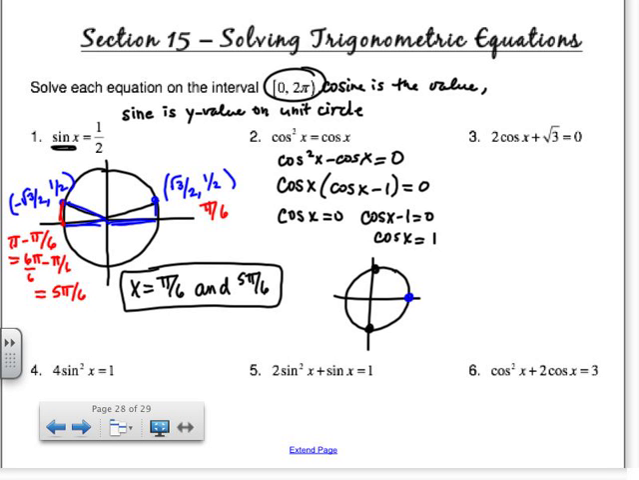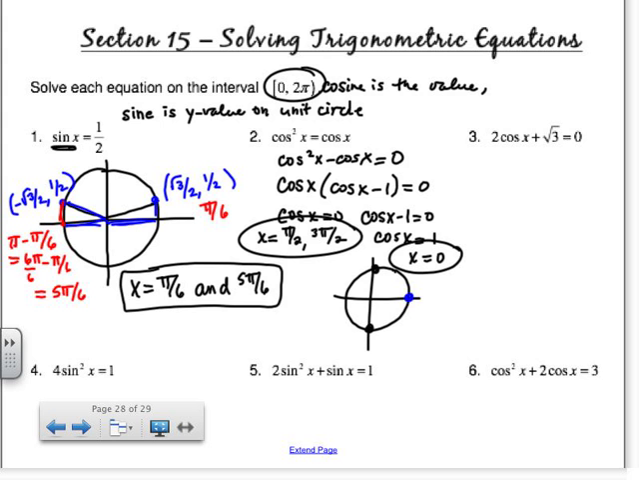So x equals 0 at pi over 2 and 3 pi over 2. And cosine of x equals 1, so your x value is 1 at 0. So remember, you could also say 2 pi, but we have a parenthesis there, so we don't include 2 pi. So those are your 3 solutions.